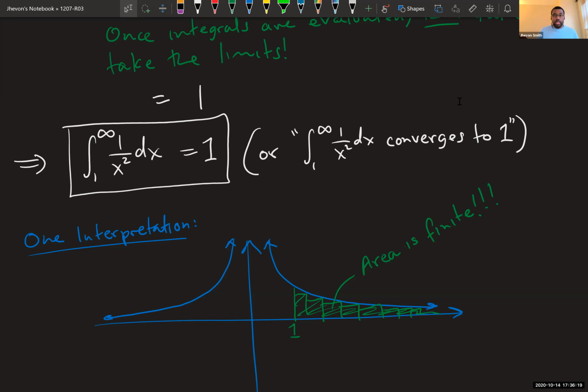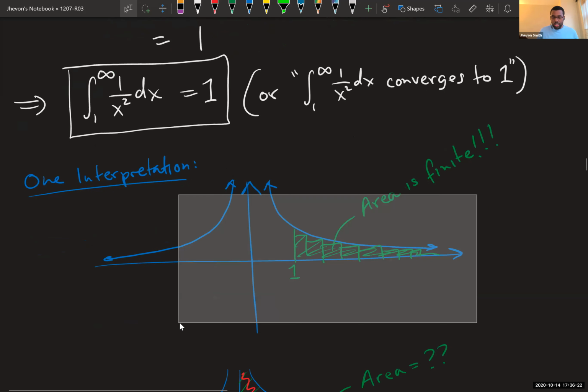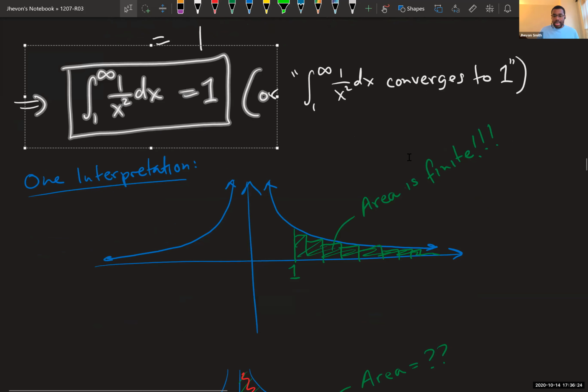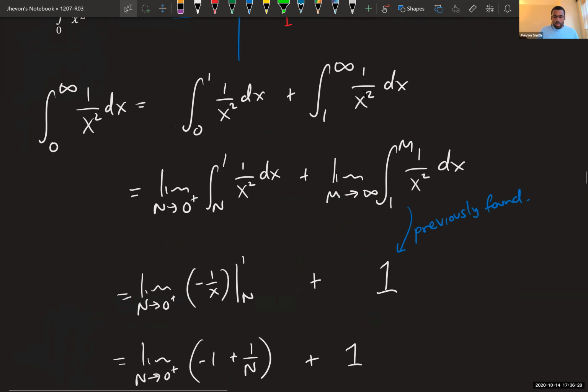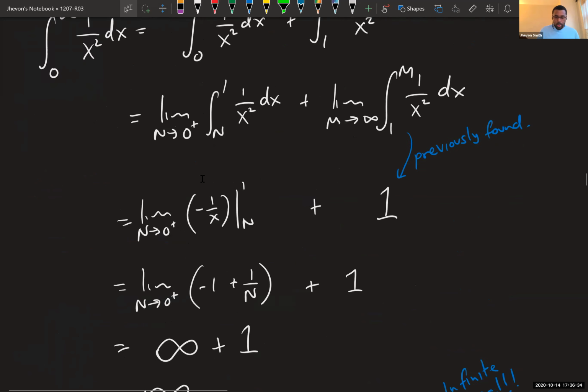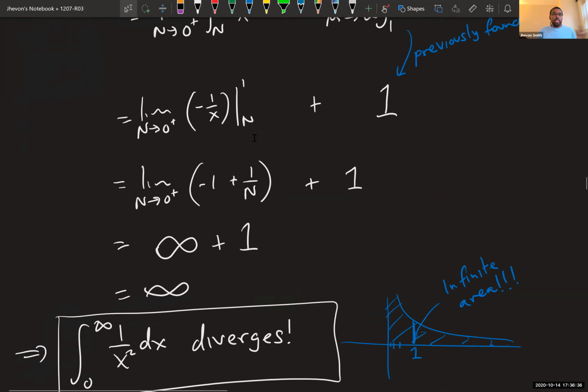The geometric interpretation of this is that the area under the curve is going to approach that number. And if you have several integrals, and remember, we have to break up our integrals so that we only have one bad point per integral, each of those integrals needs to converge to a finite number for the overall integral to converge. If any one of these limits messes up, it's bad.